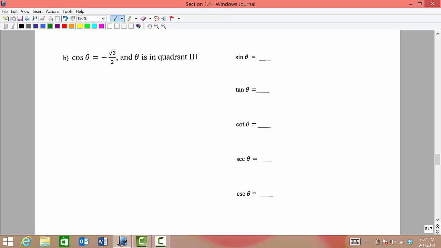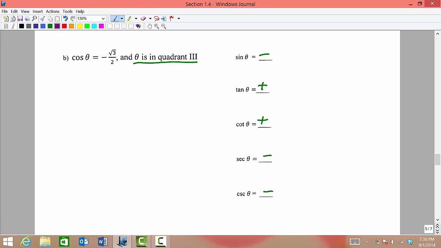So let's begin by knowing that theta is in quadrant 3. If theta is in quadrant 3, cosine is negative, and so is its reciprocal secant. What is positive? Tangent is positive in quadrant 3, and so is its reciprocal cotangent. Sine is negative, and cosecant is negative. So we know all of the signs of all of our trig functions because of the fact the angle is in quadrant 3.